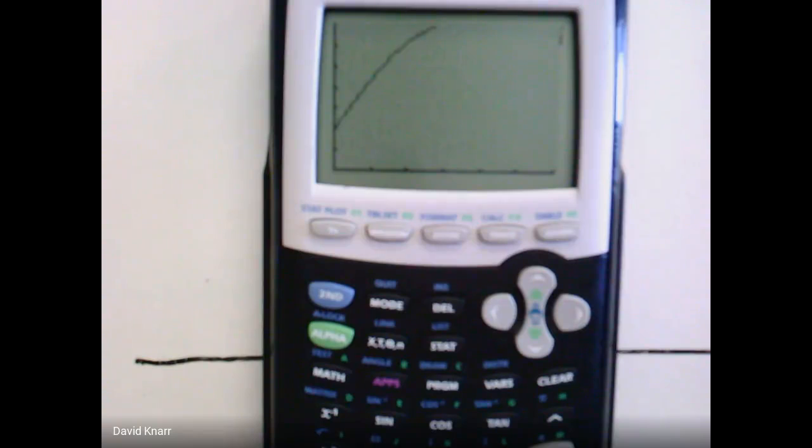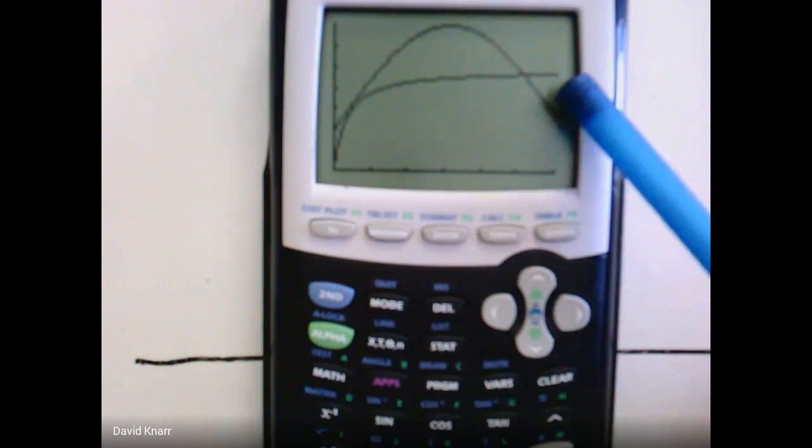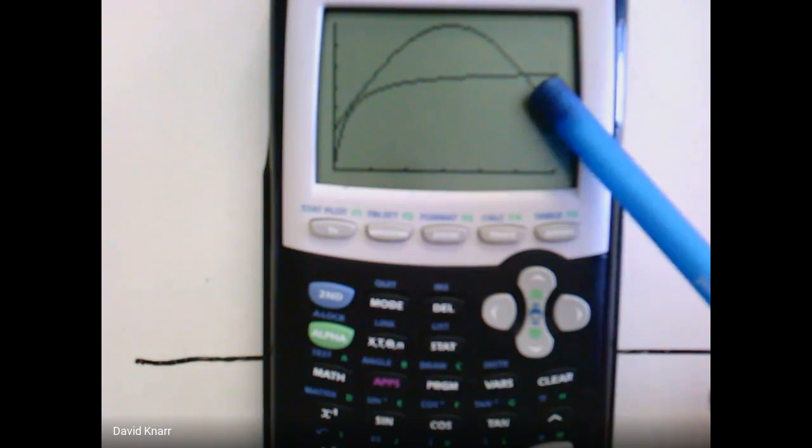Okay, here comes R of t. It graphs that one first. That's the first one we wrote in. And here comes S of t. And that's the only place that they meet, right? I'm looking for where they're equal to each other.